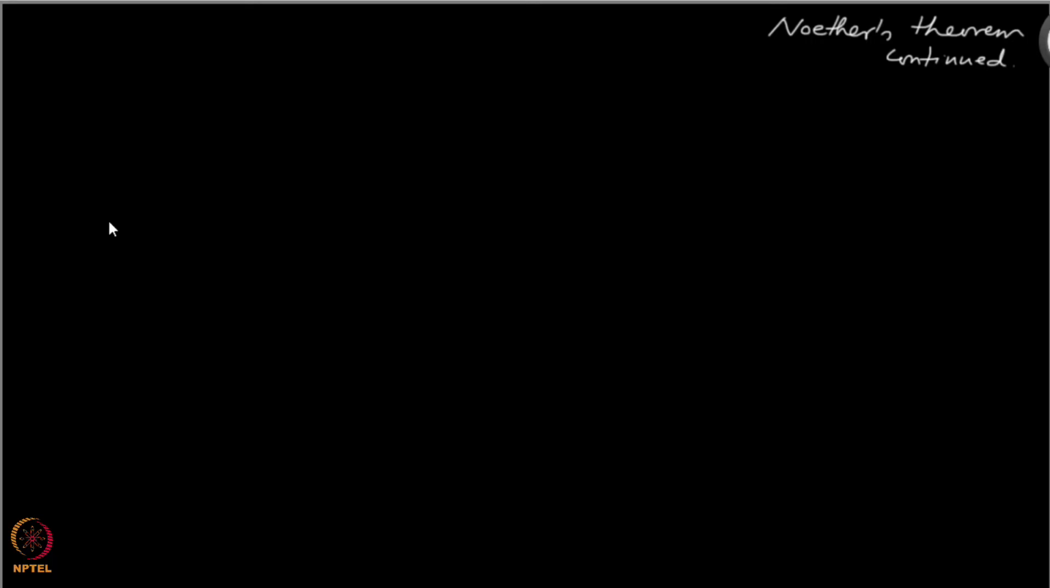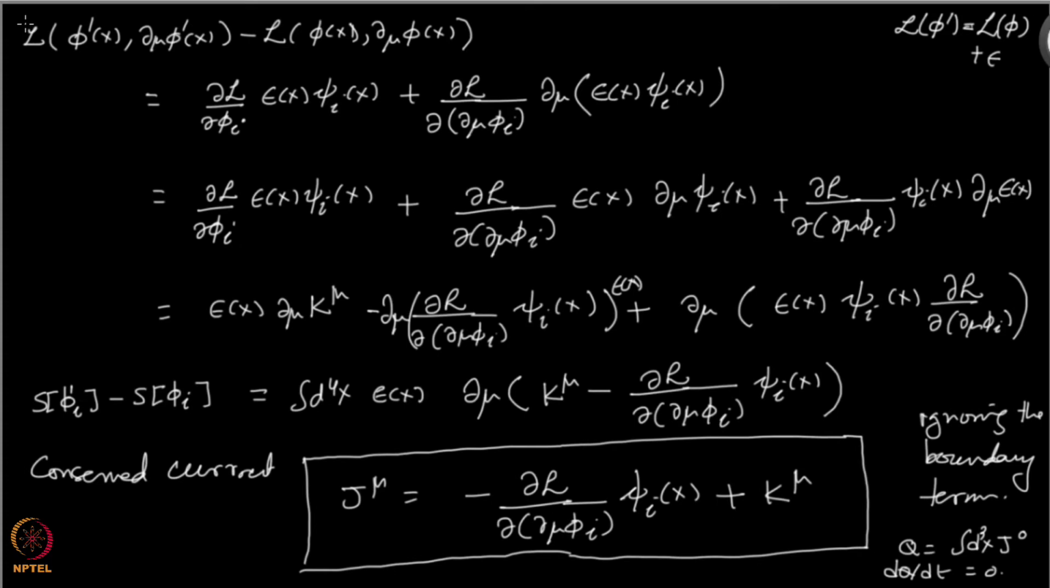Okay, let's continue our discussion on Noether's theorem. Let me first remove this timeline. Okay. So, I had written down an expression for the conserved current, which is this here.